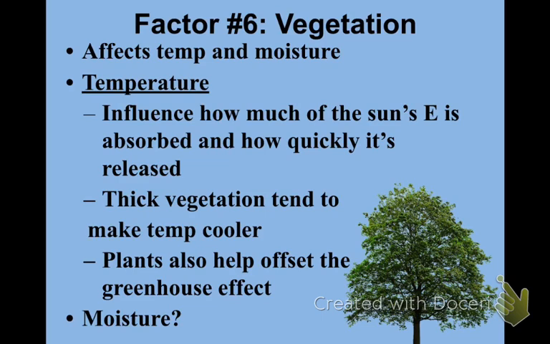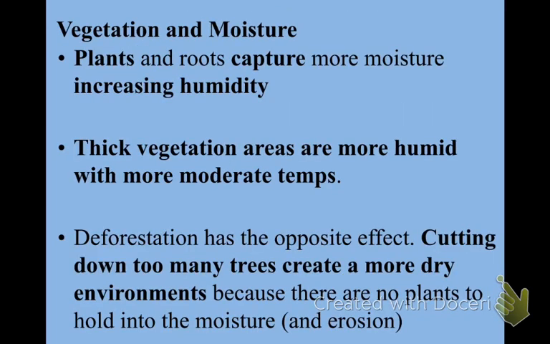So now the question is, how does it affect moisture or precipitation? Plants are going to take up water from their roots, but remember they release some of that water into the air surrounding it through the process of transpiration. Because of that, if you have a lot of plants in an area, it's actually going to make that area more humid.